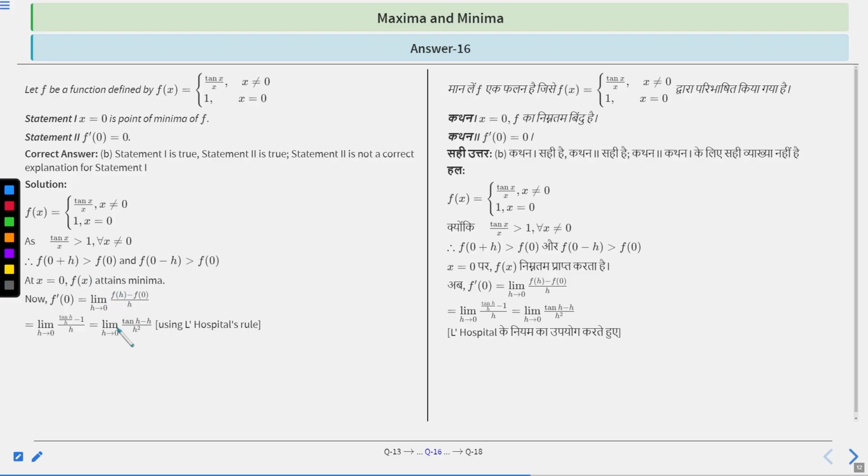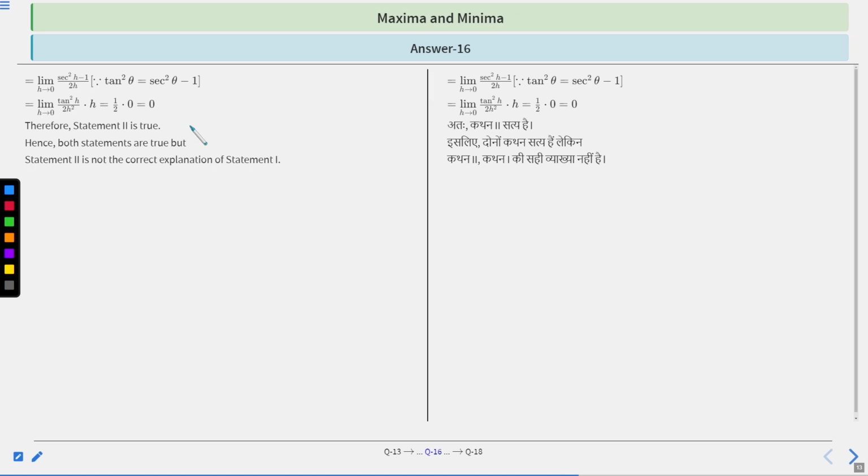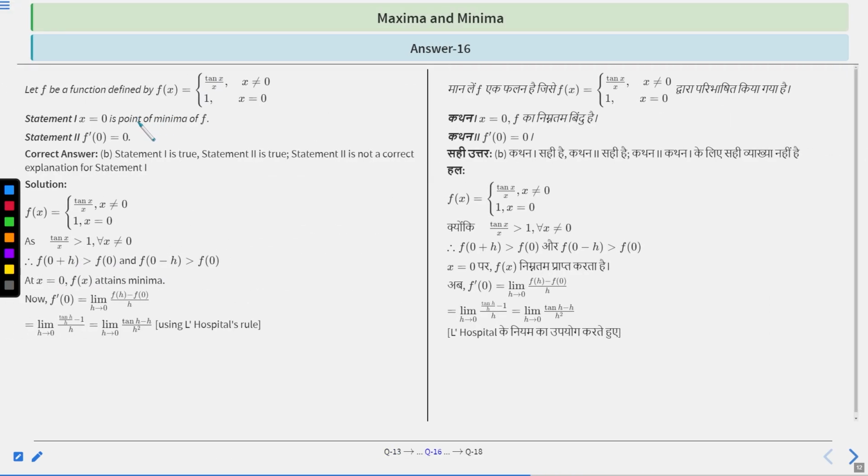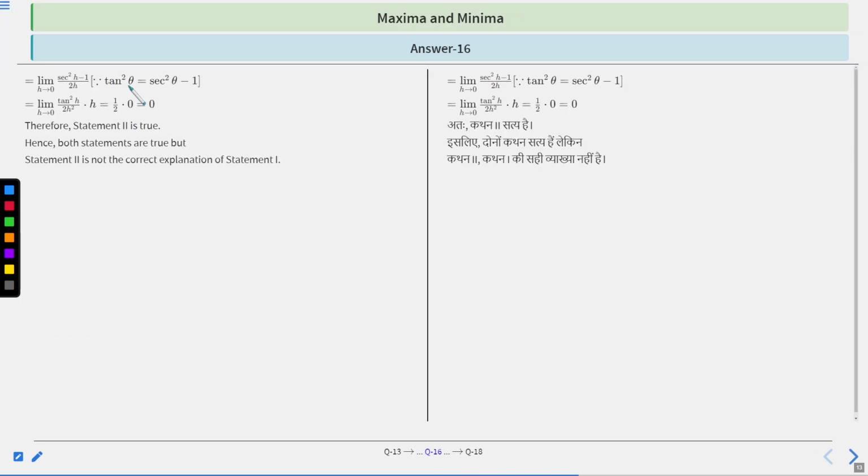Now f dash 0 will be the limit h tending to 0 of (f(h) minus f(0)) upon h, which is equal to the limit h tending to 0 of tan h upon h minus 1 upon h, which is equal to the limit h tending to 0 of (tan h minus h) upon h square. Clear? Using L'Hospital's rule, now which is equal to the limit h tending to 0 of (sec square h minus 1) upon 2h. We are applying L'Hospital's rule, since tan square theta is equal to sec square theta minus 1.